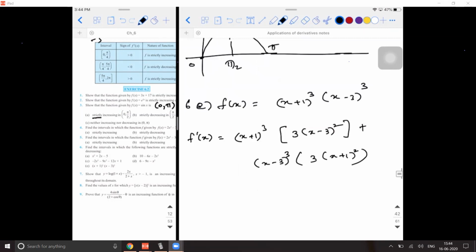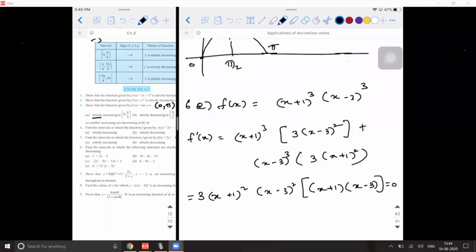So we can simplify this. What can we take out common? (x plus 1) the whole square into (x minus 3) the whole square if you take out common. So we'll have 3 into (x plus 1)... okay, 1 minute. So this whole thing multiplied with 3 into (x plus 1) plus 3 into... actually you can take out 3 also common. So if I take out 3 common, then you have (x plus 1) plus (x minus 3).